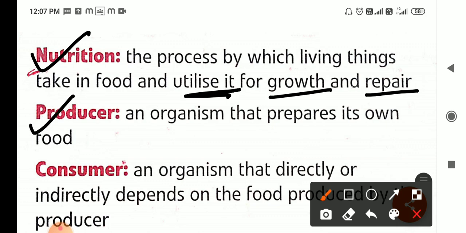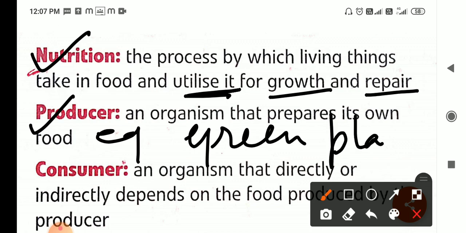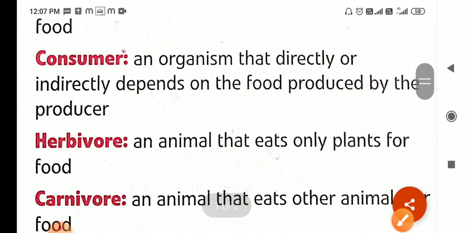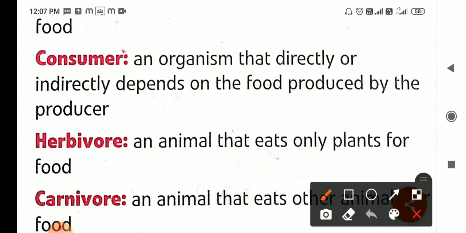Now next definition is producer. An organism that prepares its own food is called producer. You can give the example also, green plant. Okay, now next is consumer. An organism that directly or indirectly depends on the food produced by the producer. That is called consumer. Now next is herbivore, an animal that eats only plants for food, that is called herbivore.